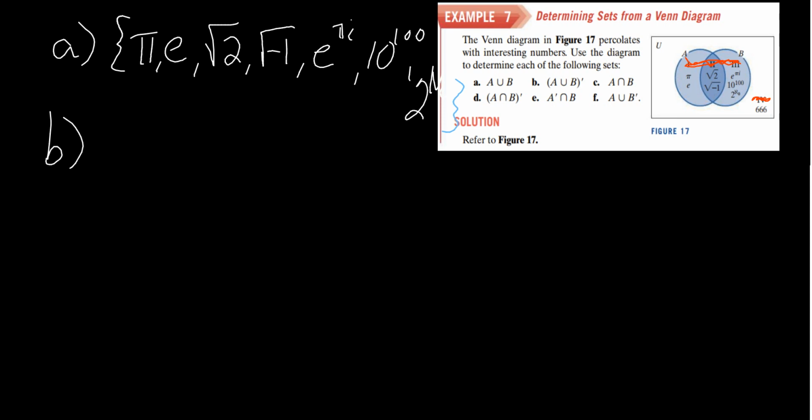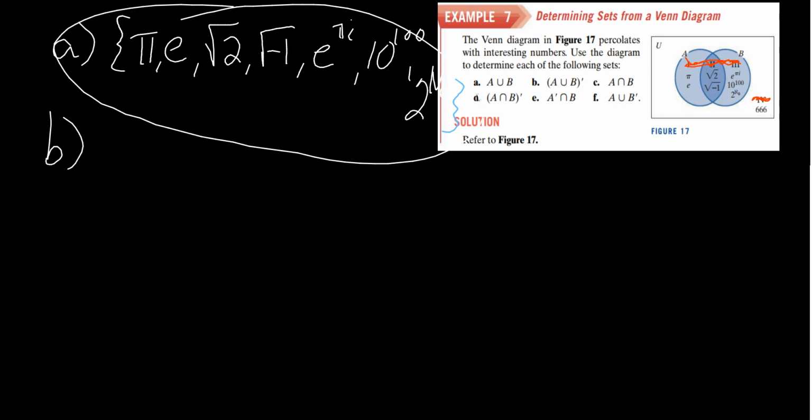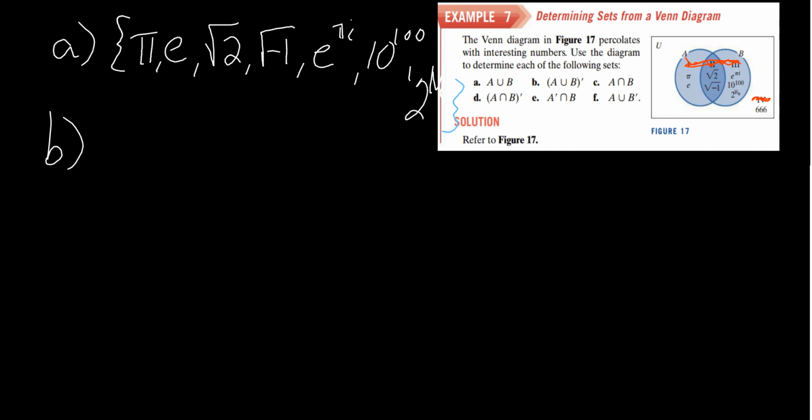All right, B is going to be the complement of A union B. If A union B was everything that we just wrote up here, well, the complement, if you recall, is going to be what is not in A union B. As we mentioned earlier, A union B was everything but 666. Well, the complement of A union B is going to be simply 666.